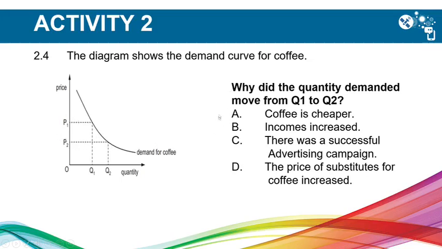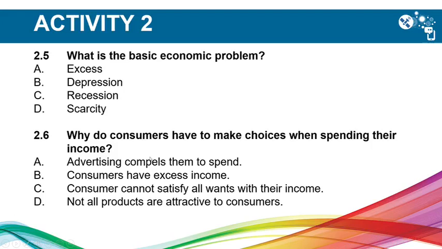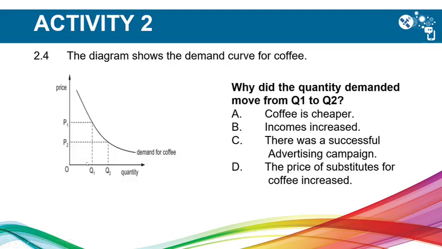So let's see here. A, coffee is cheaper. B, incomes increased. C, there was a successful advertising campaign. Or D, the price of substitutes for coffee increased. Right? So out of the 4 options given, the only possible answer here would be A. Coffee has become cheaper, meaning the price of coffee has dropped from P1 to P2, and therefore the demand went from Q1 to Q2. Sorry, that was letter A, right?